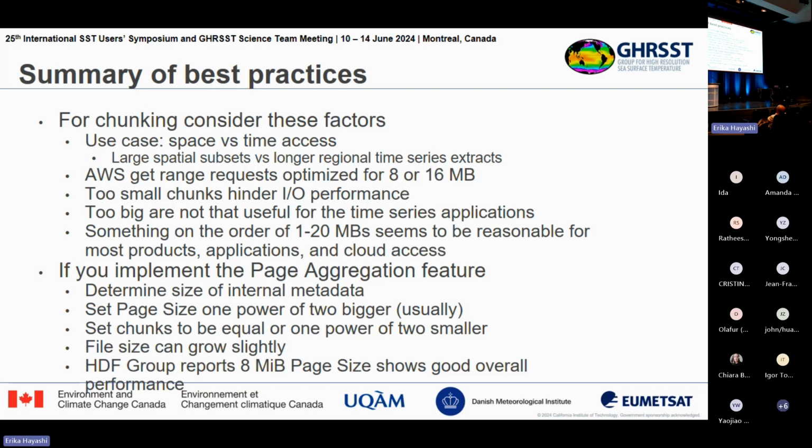And on the page aggregation that I described, the workflow to do this is: determine the size of the internal metadata, set the page size to be that or a power of 2 bigger, and then set the chunks to be equal. I should have said the buffer. They need to be equal or a power of 2 smaller. And the file size can grow slightly, we've seen, so that's a negative impact.